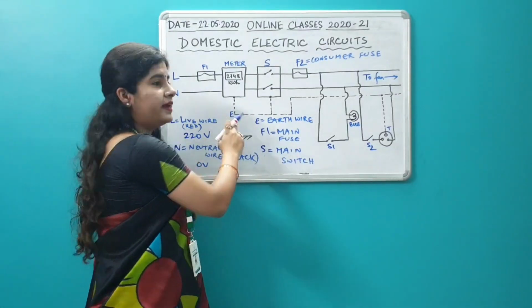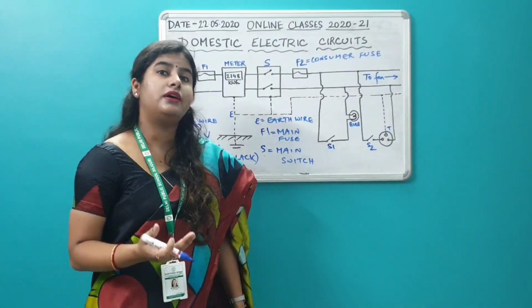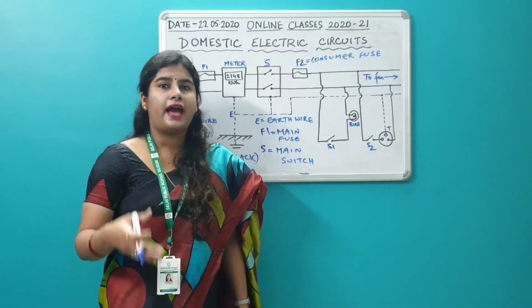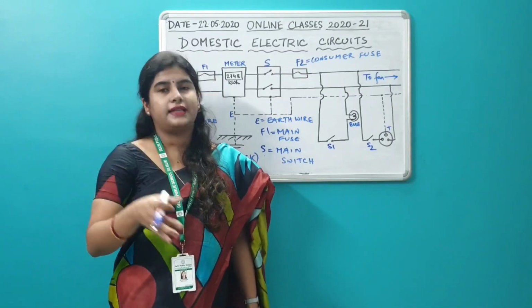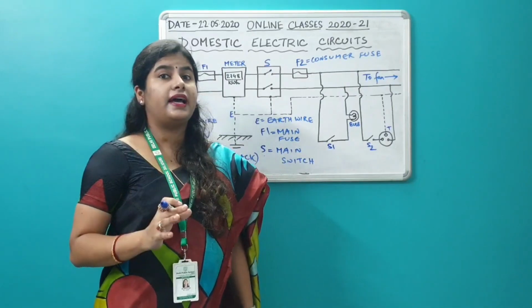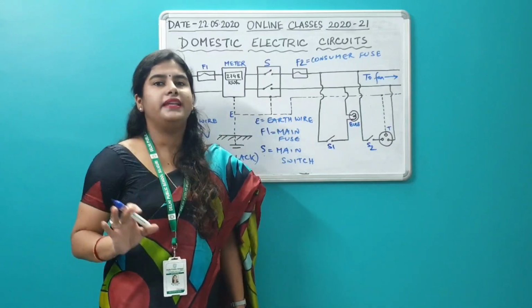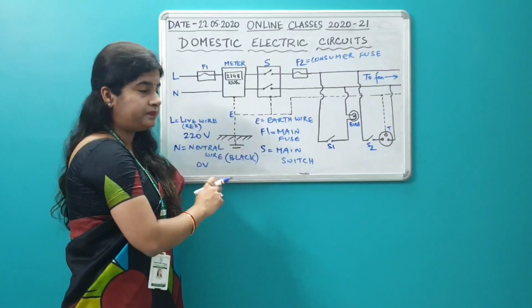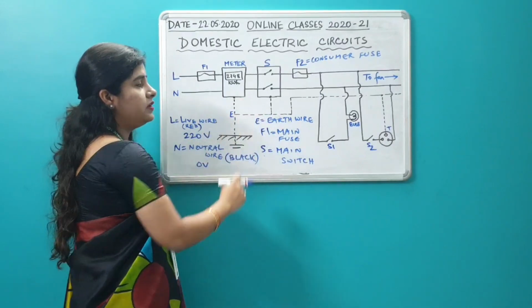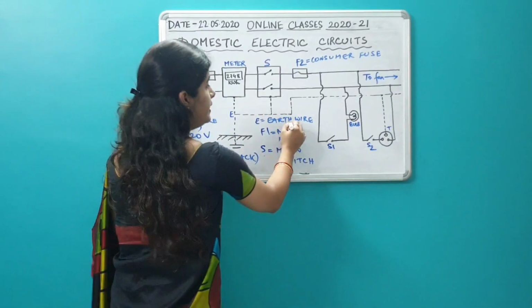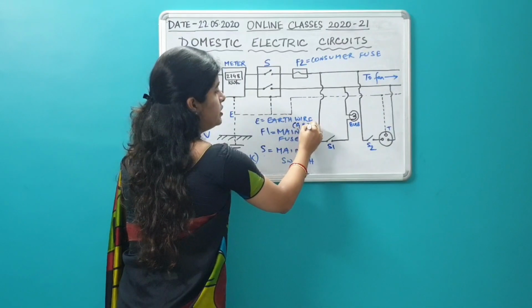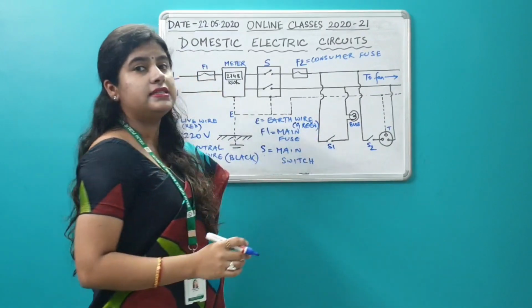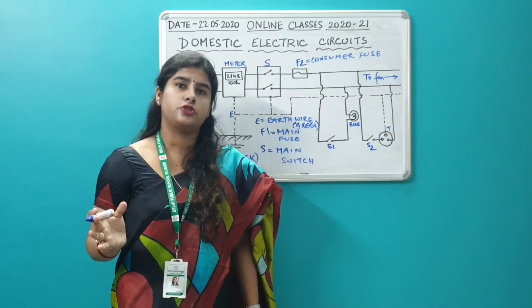The purpose of this earth wire is to do earthing, to discharge the high amount of current if it suddenly flows through the circuit, so that we are protected from electric shocks and all. So the purpose is to do earthing. E is the earth wire, which is green in color. Mind it, earth wire is green in color.